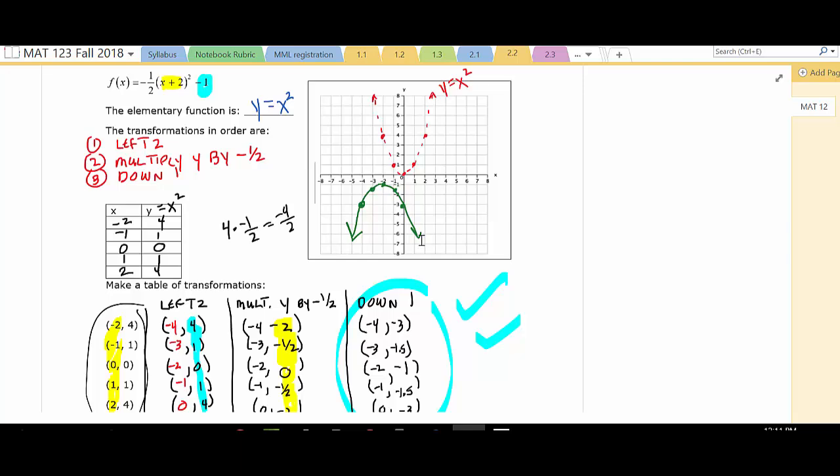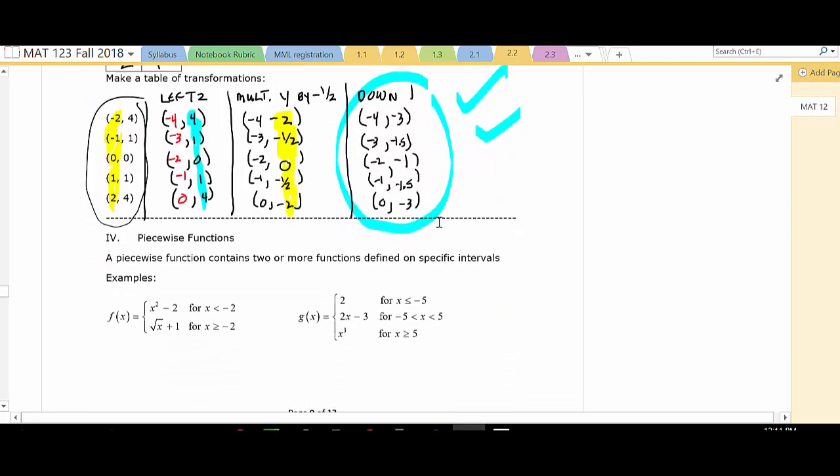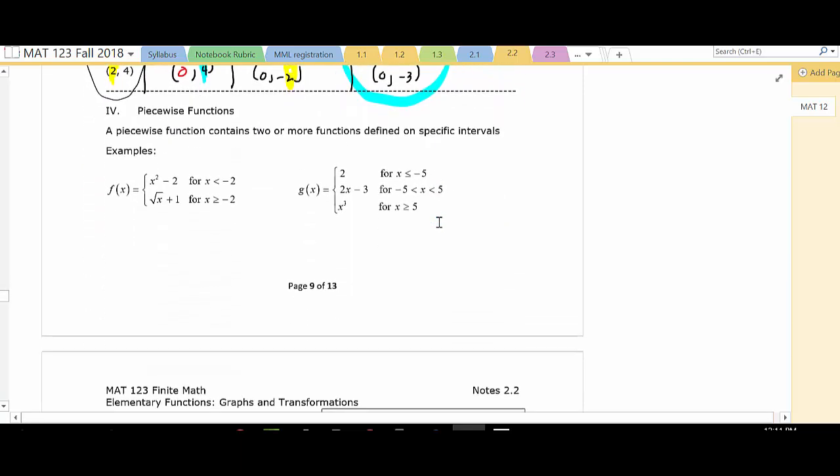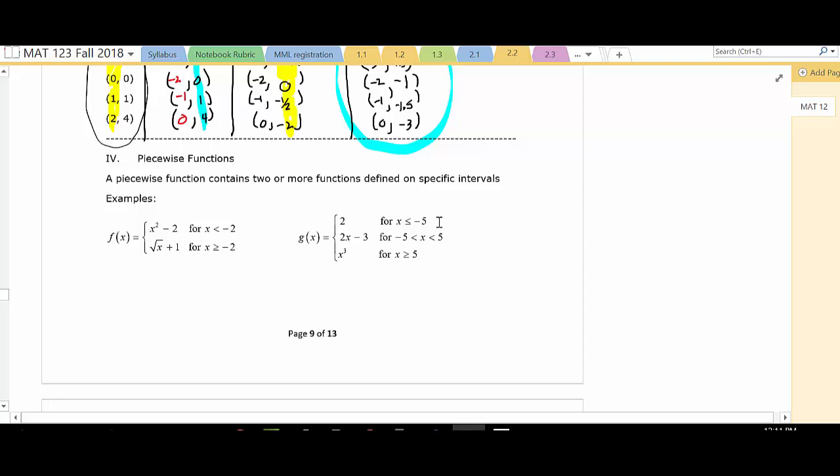Okay, so that's what we mean. All right, now we're going to learn something a little different. We're going to learn what we call a piecewise function. These are really a big deal in business. Most of your functions are piecewise functions. That's the way most of them work when you're doing a lot of things. So piecewise functions are where you just have two or three functions that are defined on different intervals.